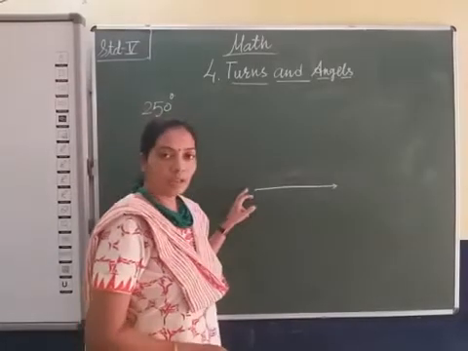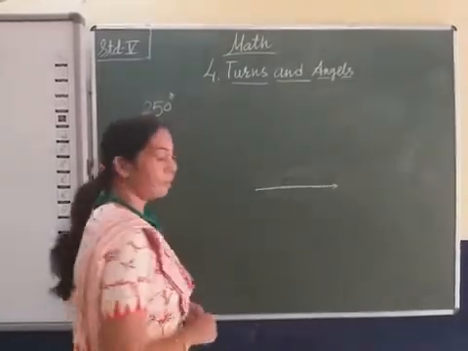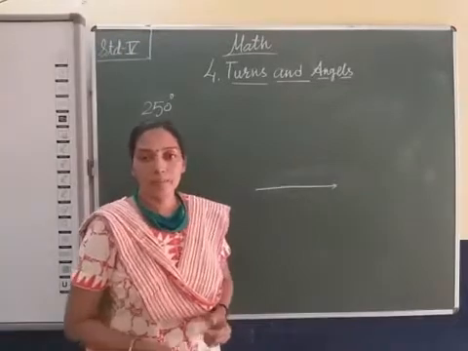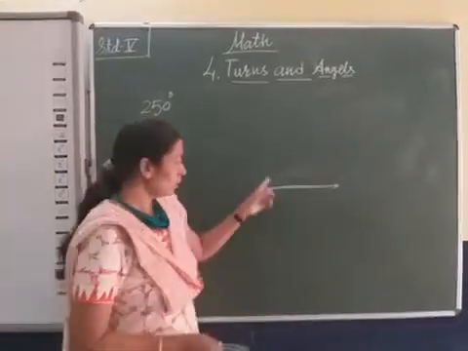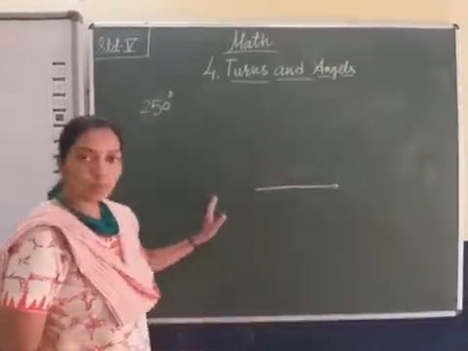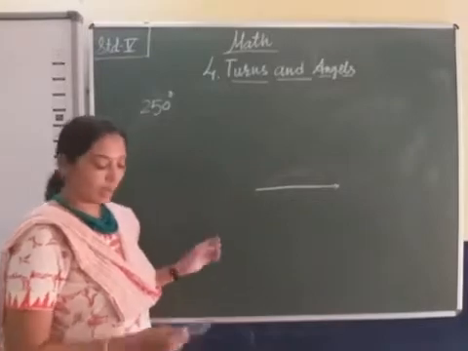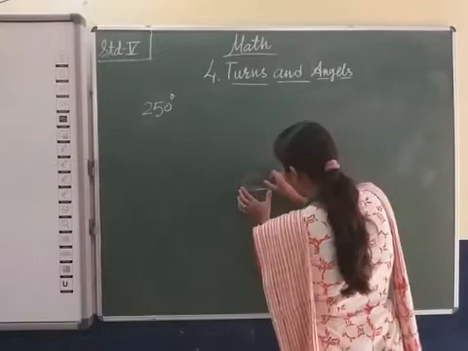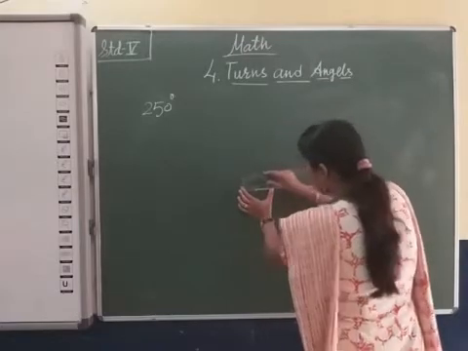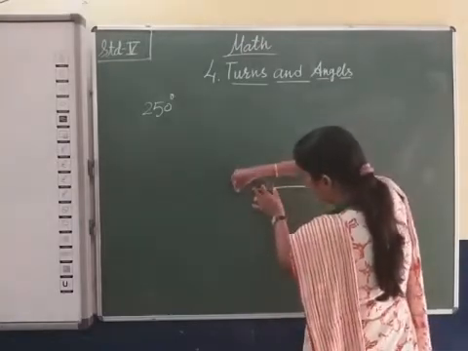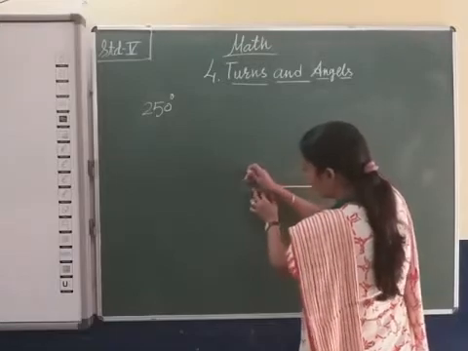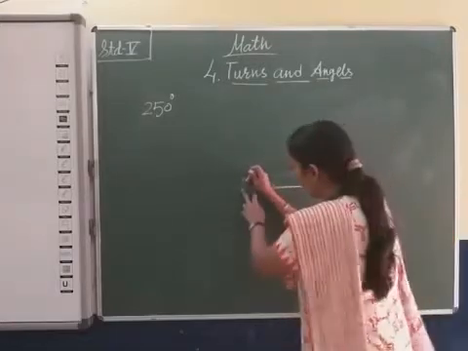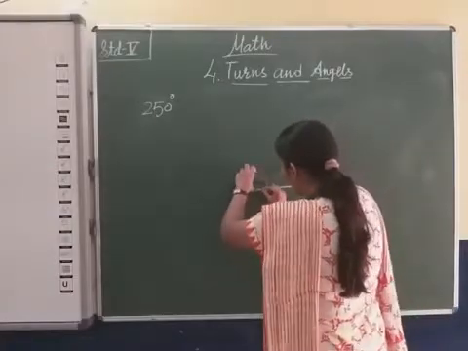Now this is the line. Now we measure the 250 degree. 250 degree means it is bigger than 180, so we have to move beyond this. Okay, let me measure. We put the protractor here and this is the straight line angle, 180 degree. So 250 minus 180, so we move forward this way.